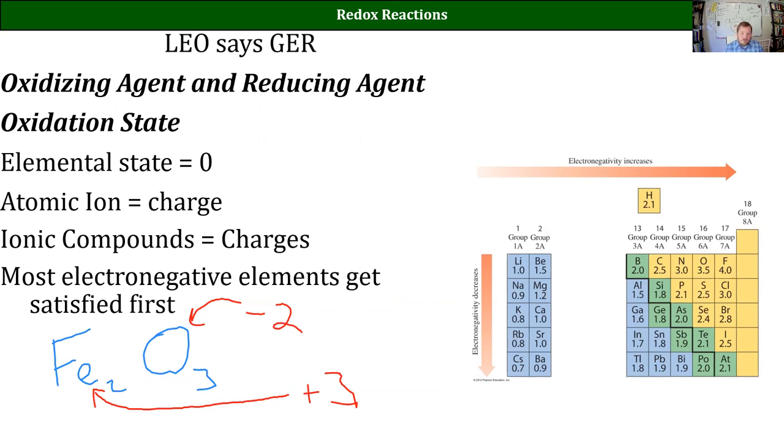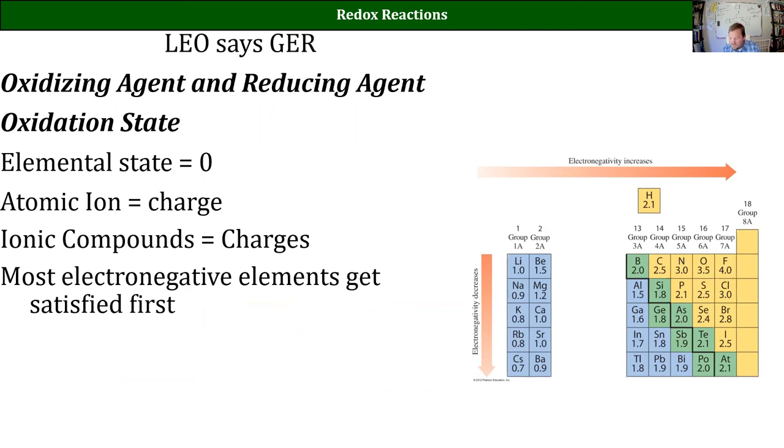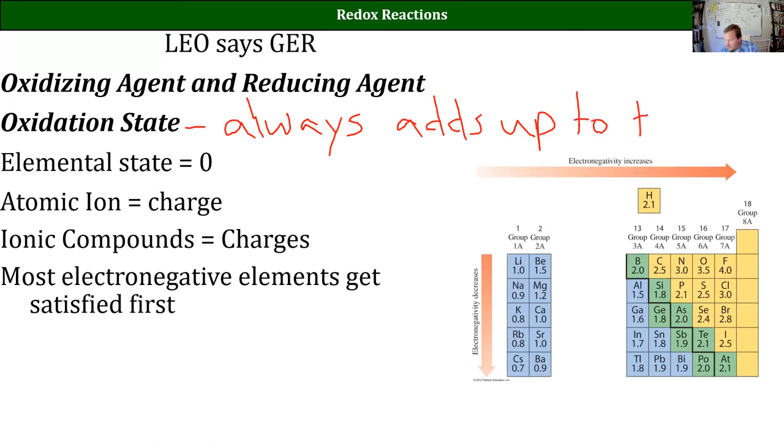If you have covalent bonds, it's harder to tell what's happening with the oxidation state. So for instance, here's the other part of this: the oxidation state always adds up to the overall charge. So with ionic compounds, we're used to thinking about it that way, right? We need the overall charges to add up to zero.